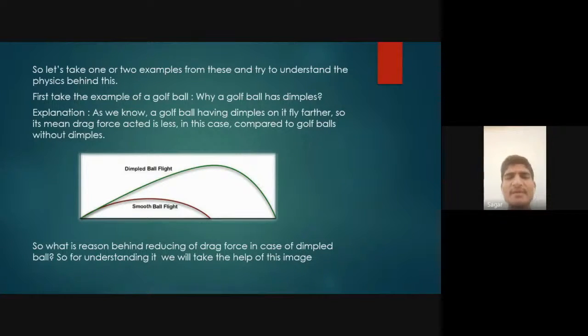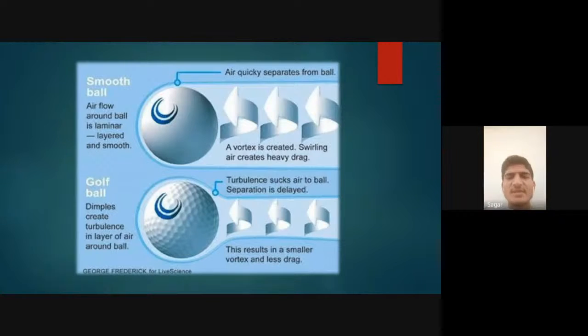So what is the reason behind the reduction of drag force in the case of the dimpled ball? To understand it, we will take the help of the next image. In this image, we can see two cases: one is the smooth ball and the other is the golf ball with dimples. In the smooth ball, we can see that the flow of air separates quickly compared to the lower one. In the lower one, the flow stays attached for a longer time. So what is the reason behind this? The reason is the laminar flow and turbulent flow.